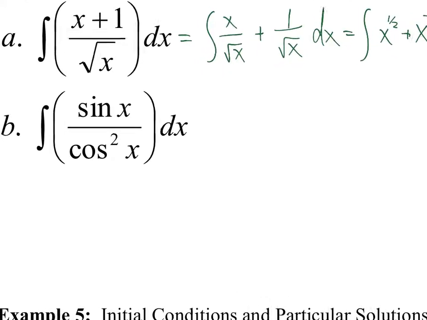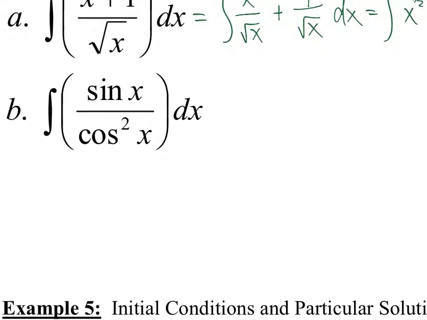Ooh, what about this one? Oh, we get to do trig. It's fun. All right, how could I rewrite this? Sine over cosine times 1 over cosine. It would be tangent x times secant x. Okay, yeah, look at this: sine over cosine times 1 over cosine.